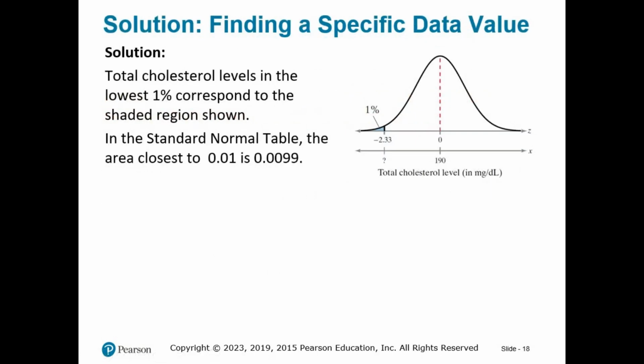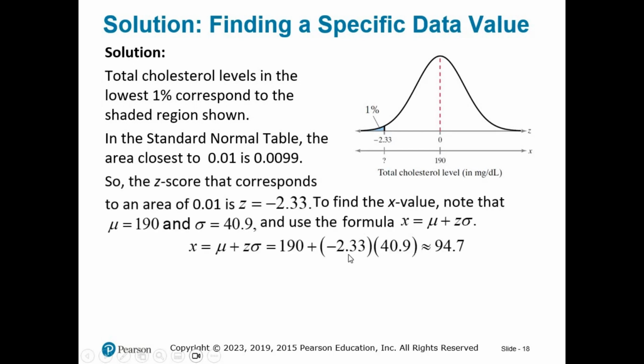So the total cholesterol levels in the lowest 1% correspond to the shaded region shown. This makes sense, right? This would mean the people that have the lowest cholesterol are here at the bottom. And we're trying to figure out the highest cholesterol that would still be in this bottom range. In the table, when we look for 0.01, which is 1%, the closest we can get is 0.0099. The z-score that corresponds to the area is negative 2.33. To find the x value, we use the formula and remember the numbers they gave us earlier. So we find 190 plus negative 2.33 times 40.9, and we get about 94.7.